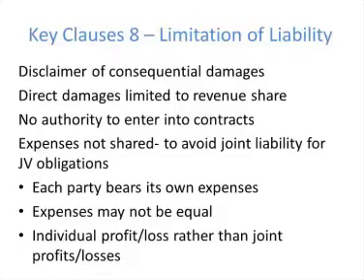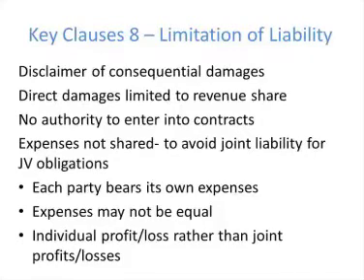Generally speaking, each state has laws that provide for a sharing of profits and losses of a mutual undertaking, which could include, of course, a JV, and the sharing of profits and losses could lead to joint and several liability of the parties, which is obviously something we want to avoid. The question being, how do we take steps to avoid joint and several liability? The recommended approach that we follow in our documents is a provision that states that each party bears its own expenses and the expenses may not be equal.